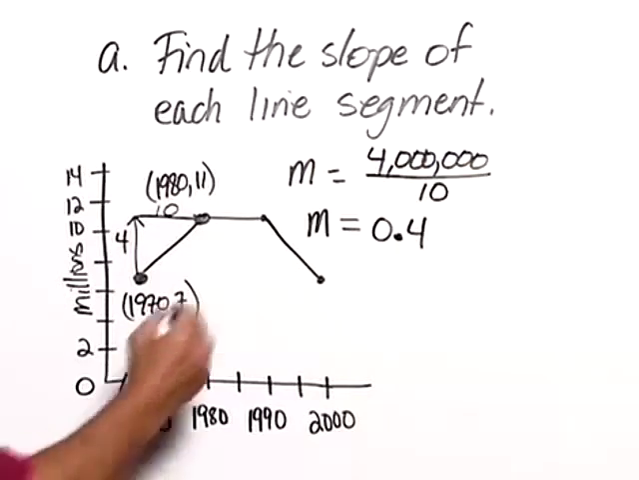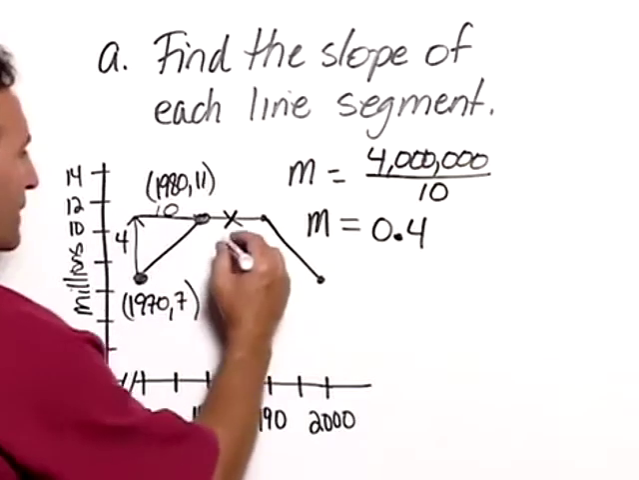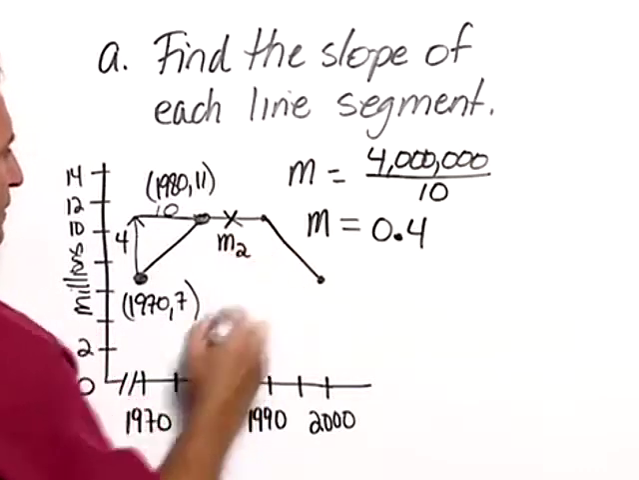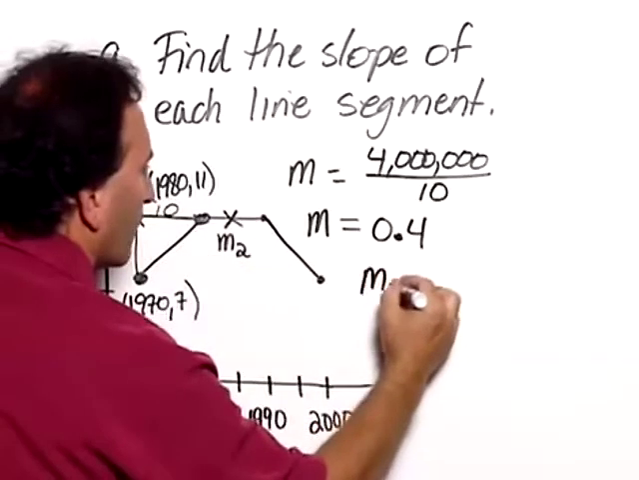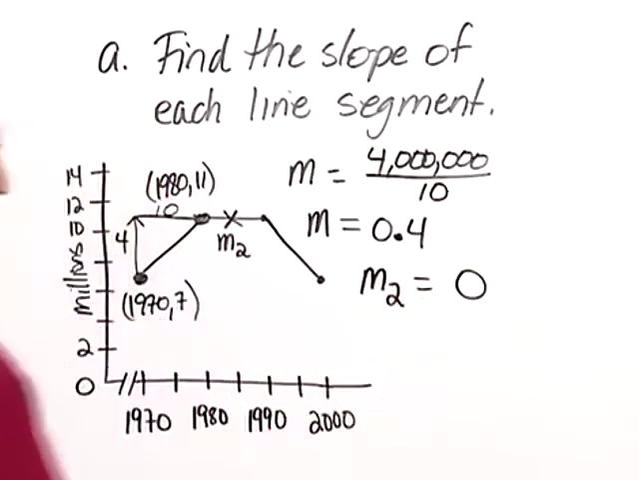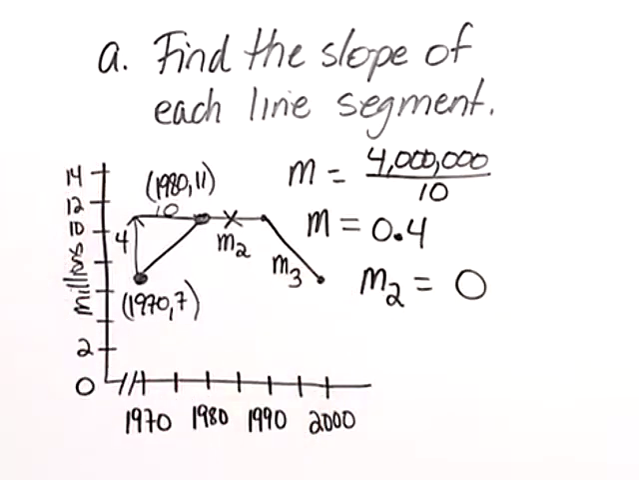Well, what about this segment right here, which I'll mark with an X? That's a horizontal line segment. And remember, every horizontal line segment, I'm going to call this M2 to distinguish it, has a slope of 0. So M2 is 0. Now let's take a look at what I will label as M3.